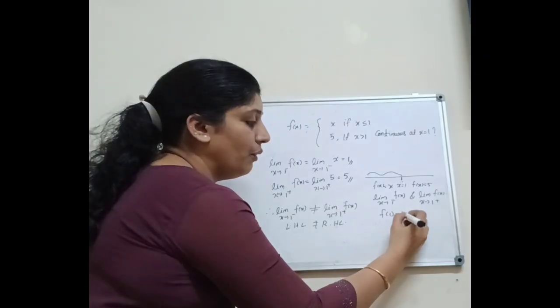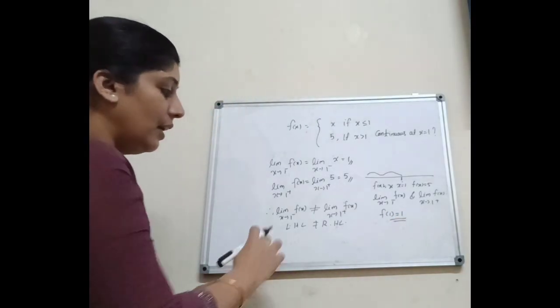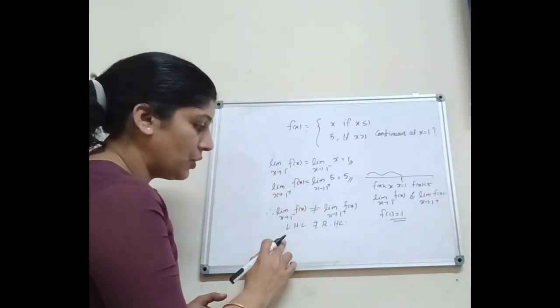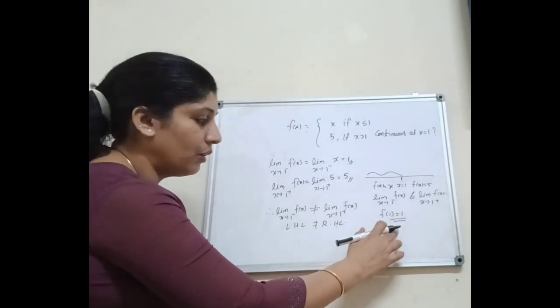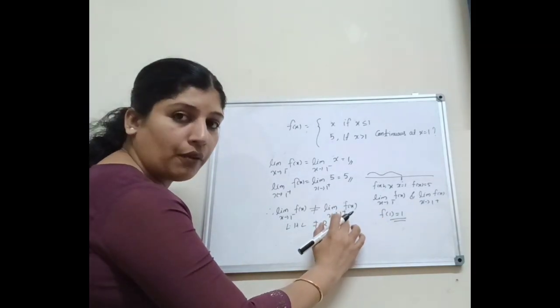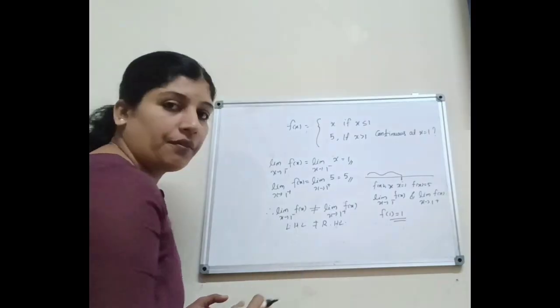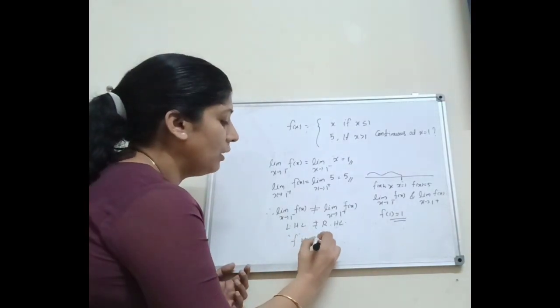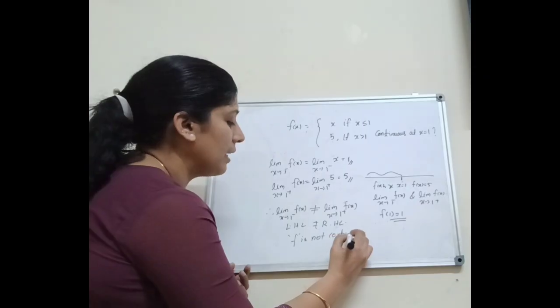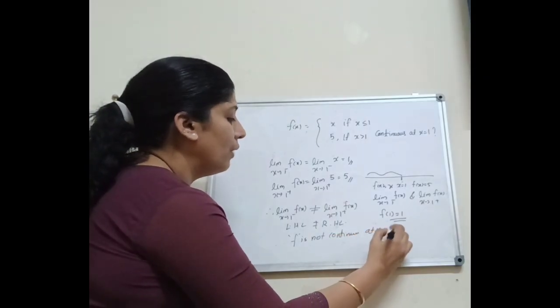f of 1 equal to 1. That means the limit x tends to 1 minus f of x is not equal to the limit x tends to 1 plus f of x. That means the left hand limit is not equal to the right hand limit. It means the function f is not continuous at x equal to 1.